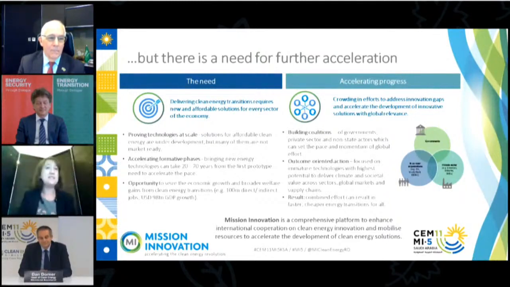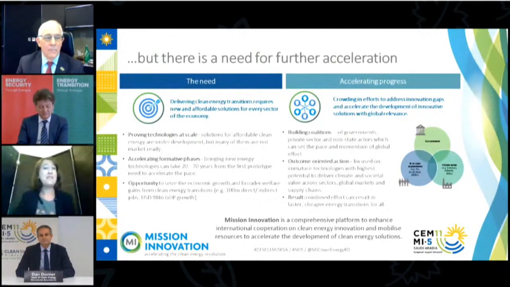And this is an opportunity to seize the economic growth and broader welfare gains from clean energy transitions, particularly as we recover from COVID-19. Reliable and widely available clean energy is more critical than ever, and innovation will be absolutely critical in reducing costs and uncovering new approaches to how we produce, use, store and distribute energy.